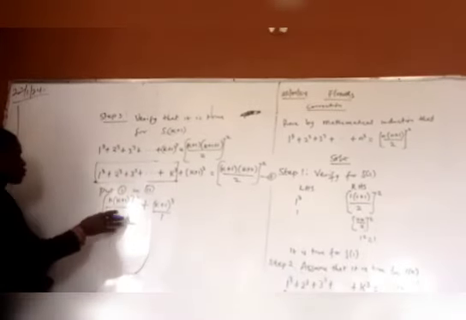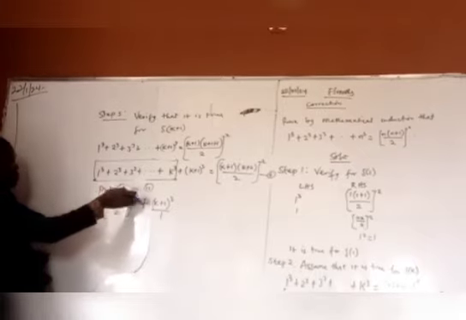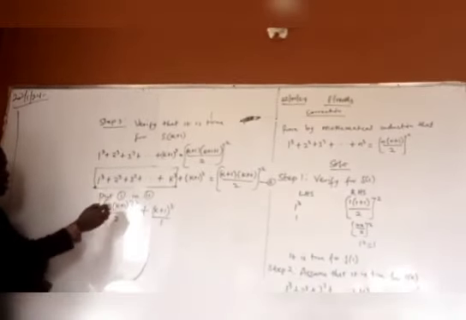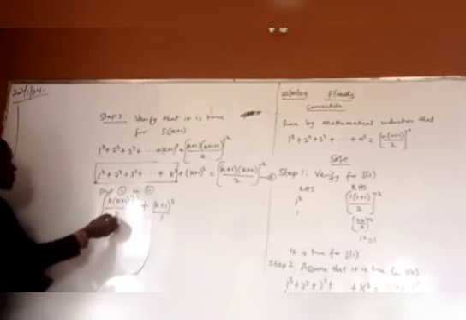Okay, so I'm going to simplify this. This squared is going to come in. So if this squared is to come in, the square will come on this, will come on this, will come on this.